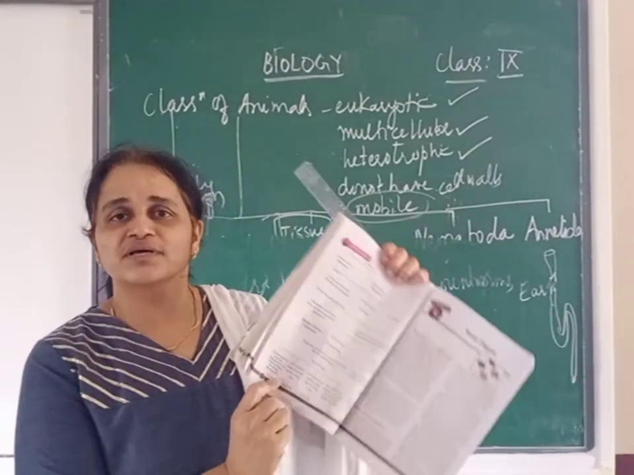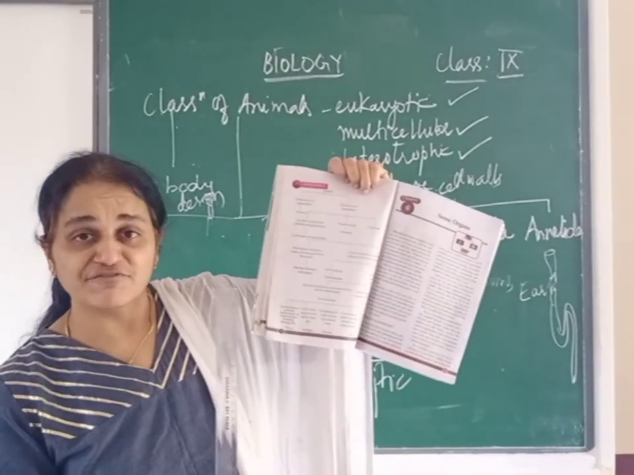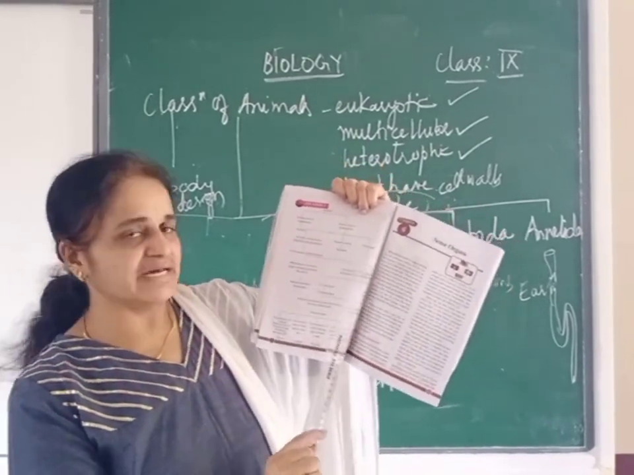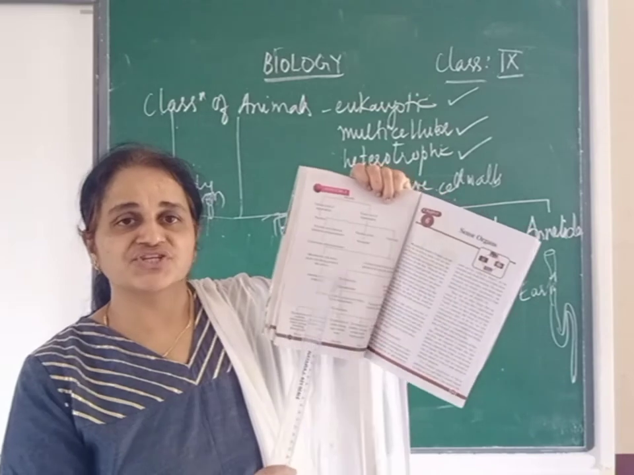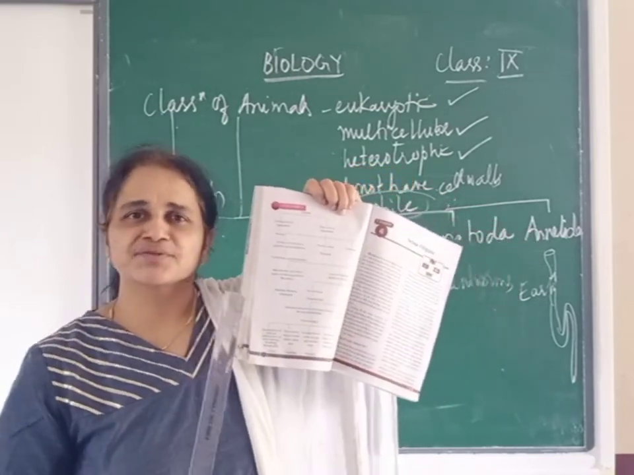So if you go to the last page, on page number 74, you will know in a better way this flow chart, the division of the kingdom Animalia. So we will continue in the next class.